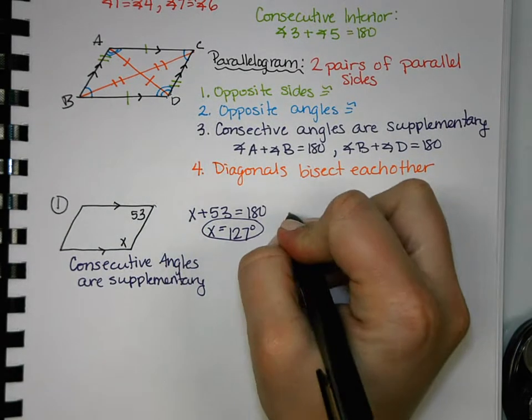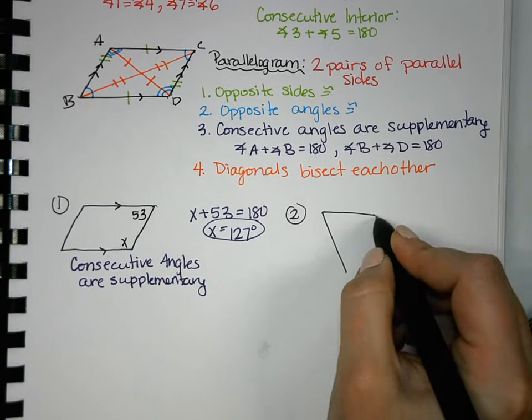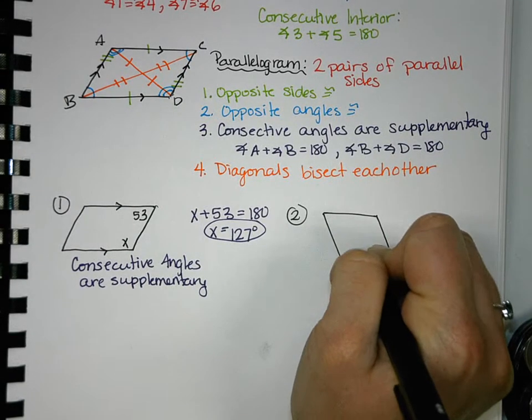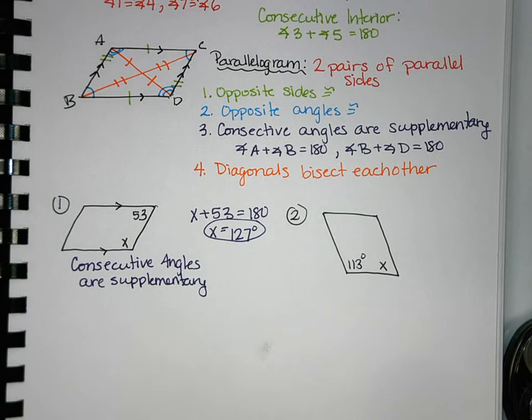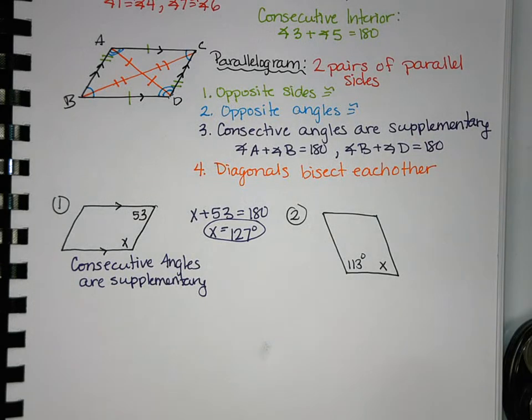Okay, so let's try another one. So again, we want to state what property we use to help us solve for x, and then we're going to solve for x. So from these properties up here, which one do you think we can use to help us? Tyler. Consecutive. We have consecutive again.